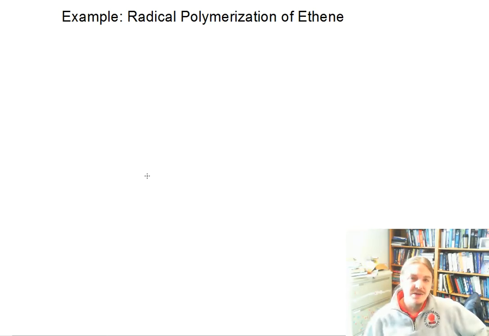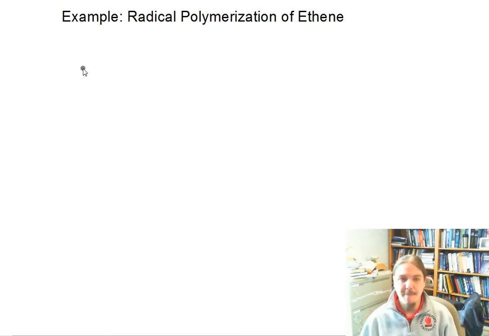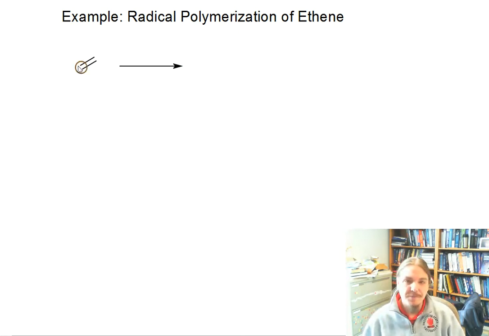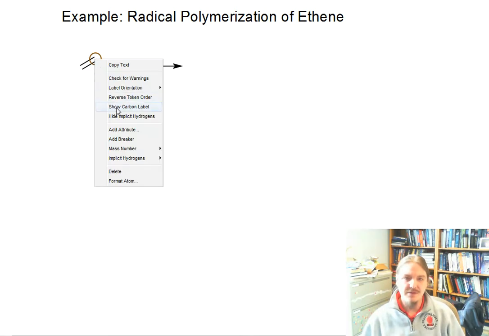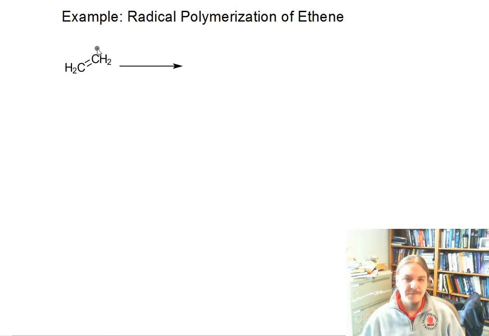Hello. In this video, I'm going to talk about the radical polymerization of ethene and present its mechanism as one more example of radical mechanisms. Just to give you a sense of what I mean by radical polymerization, or polymerization in general, polymerization is any process in which you take a small molecule.